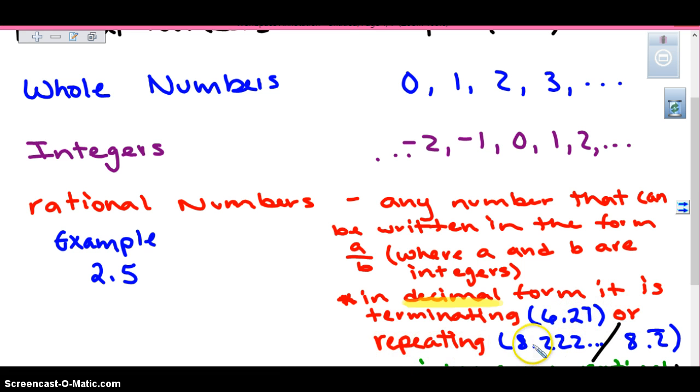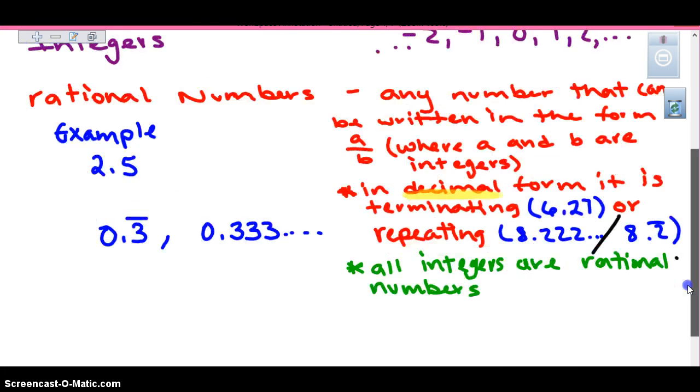What does it mean to be repeating? For example, here, 8.22222, and the 2's go on forever. Can also be written as 8.2 with the bar on top of it. Another example of a repeating decimal would be 0.3, which can be written with a bar, that the 3's repeat. Any decimal where the numbers repeat without end would be considered rational.